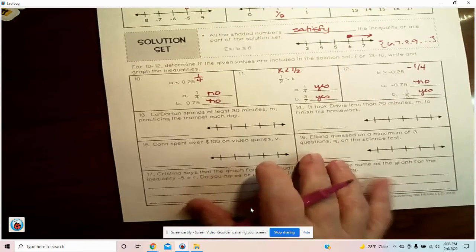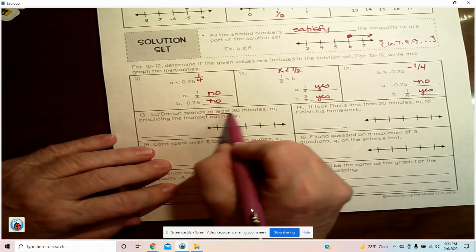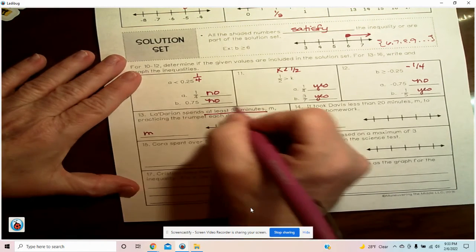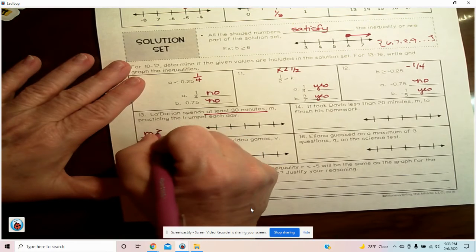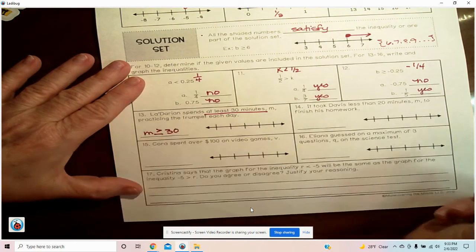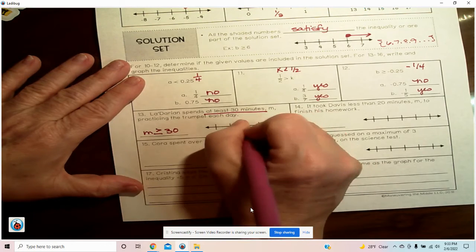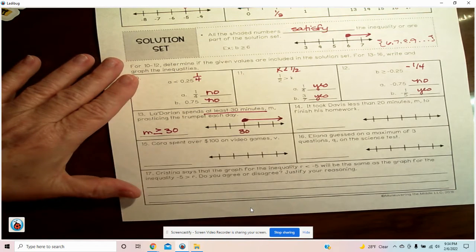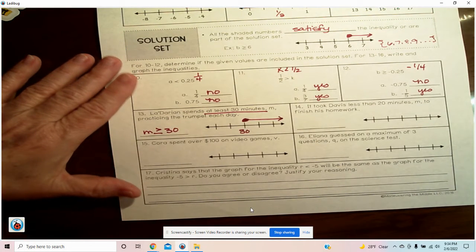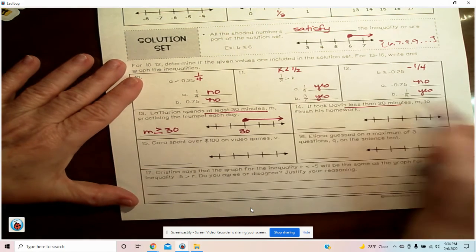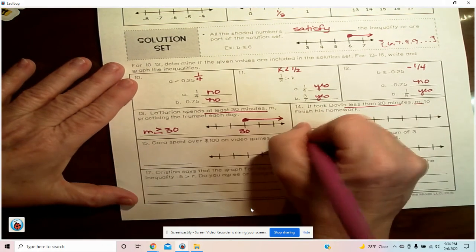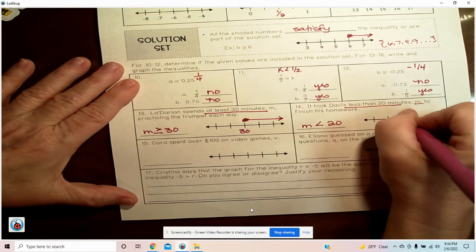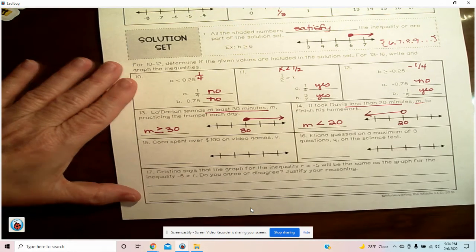In 13, Ladarian spends at least 30 minutes, M, practicing the trumpet each day. So we've got M. At least means it's got to be greater than or equal to if it includes 30. So we go to 30, closed circle, shaded to the right. 14. It took Davis less than 20 minutes, M, to finish his homework. M less than 20 minutes. We've got an open circle on 20, shaded to the left.